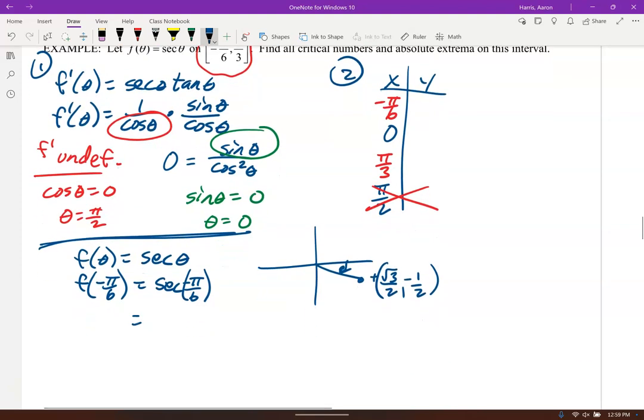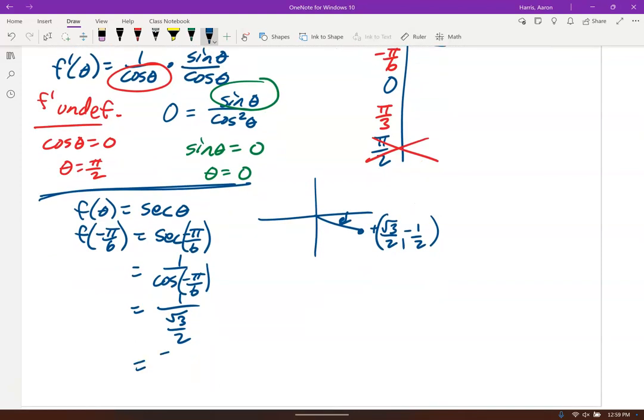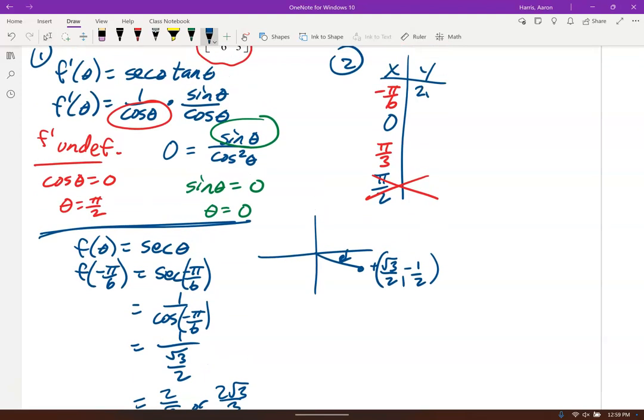And the secant's 1 over the cosine. The cosine there is root 3 over 2, so this just ends up being 2 over root 3, or 2 root 3 over 3. Or you could punch that in and get 1.15.